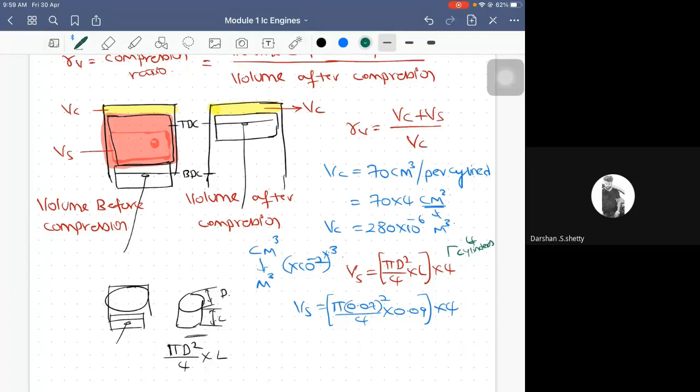So what is the value of Vs? 1.385 into 10 to the power of -3. Correct? Yes.